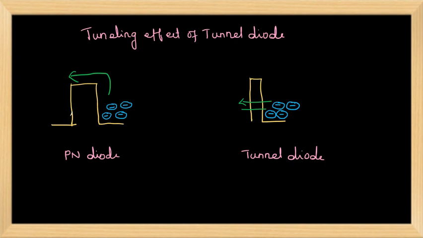Before seeing the working of tunnel diode, we should know what is meant by tunneling. This is the ordinary PN junction diode. This is the width of the depletion layer and this is the barrier potential. Electrons with energy less than the barrier potential cannot pass over the barrier. To cross the barrier, its potential should be greater than the barrier potential. But in tunnel diode, since the depletion region is very narrow because of the high impurities, the electrons can tunnel through the barrier. This effect is called as the tunneling effect.